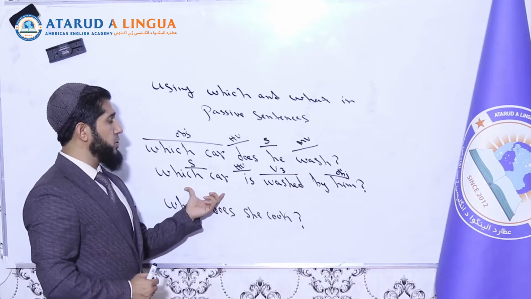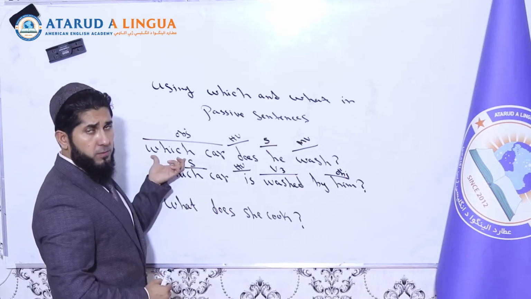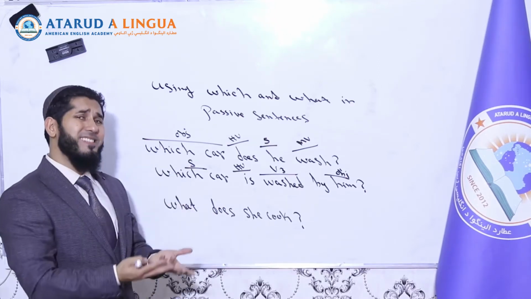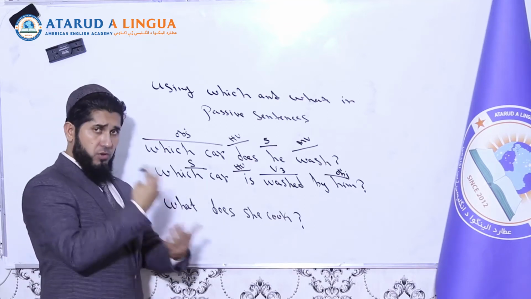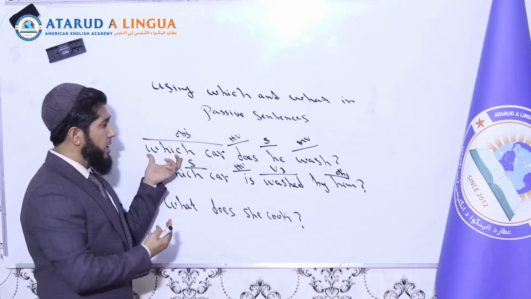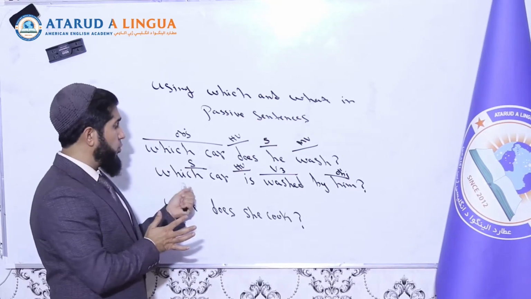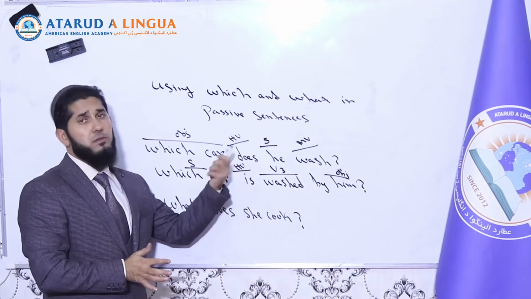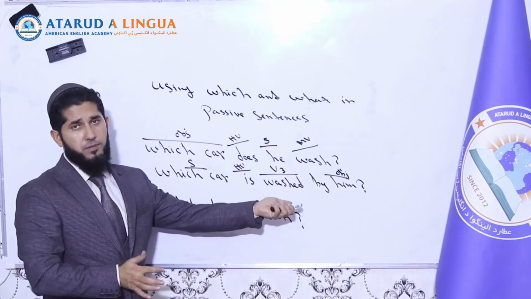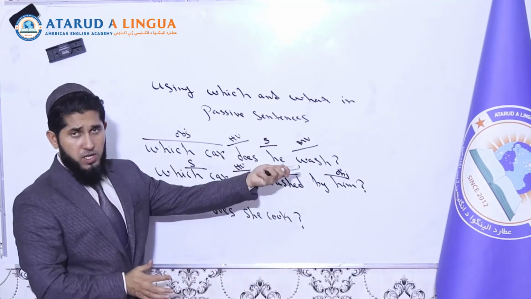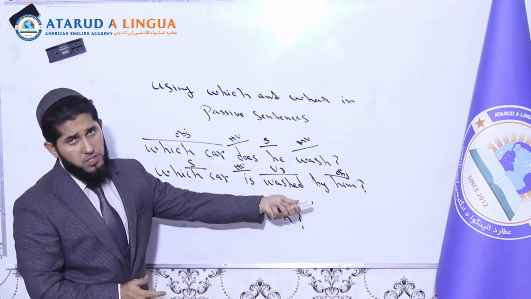So now this is simple present tense. We can change the form of simple present tense to other tenses, and there should be some changes. For example, in simple past tense, it would be which car did he wash? In here, which car was, instead of is, was. Which car was washed by him? Which car will he wash? Which car will be washed by him?